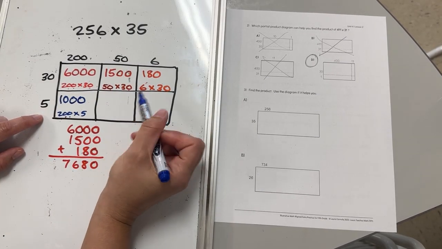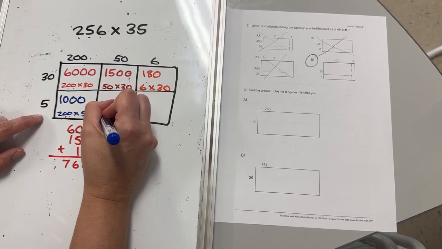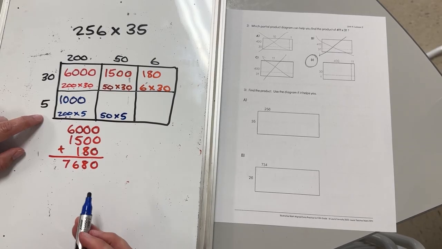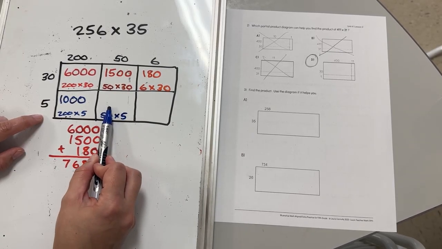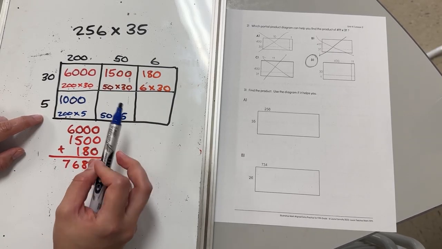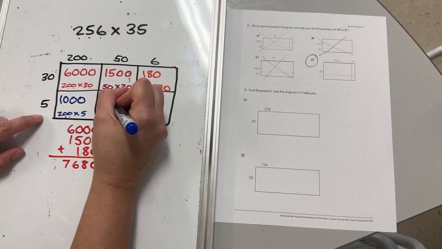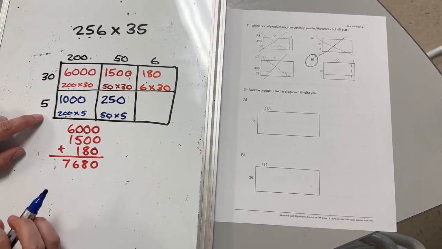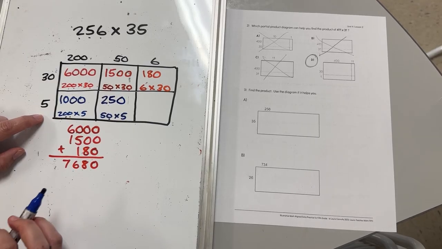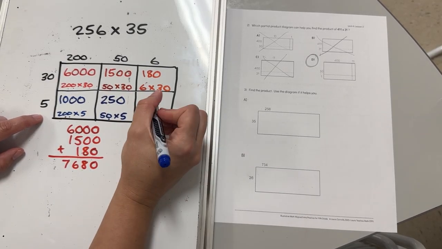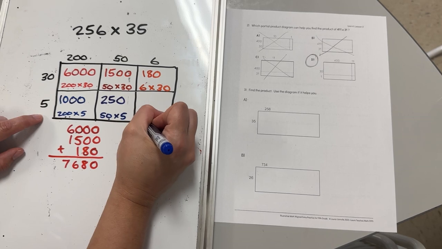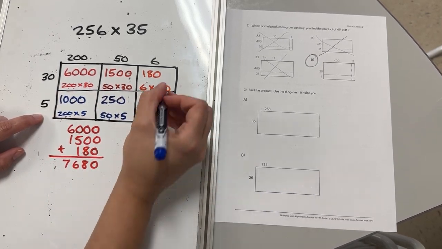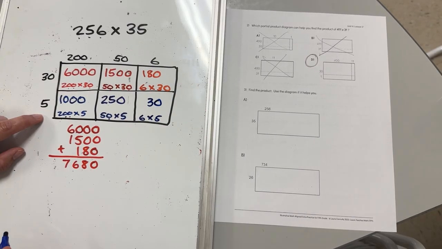In my next box, I look up, I see 50. I look left, I see 5. And again, I'm going to cover the 0 and do 5 times 5 to get 25. Adding this 0 back onto the end to get 250. In my last box, I look up, I see 6. I look left, I see 5. And 6 times 5 is 30.